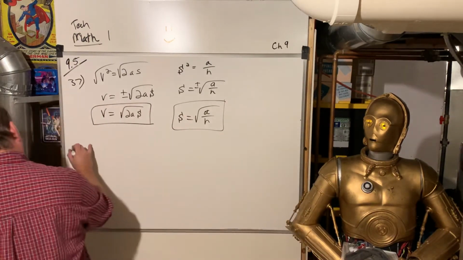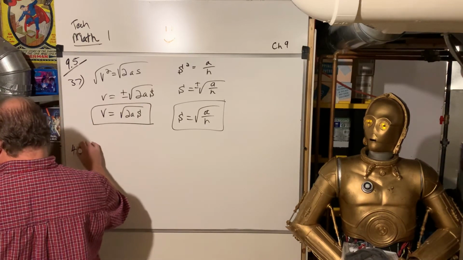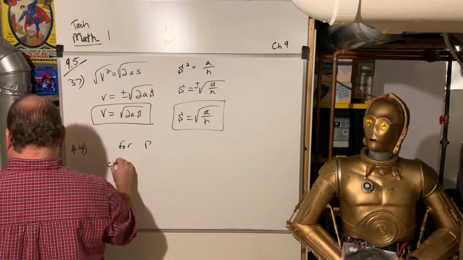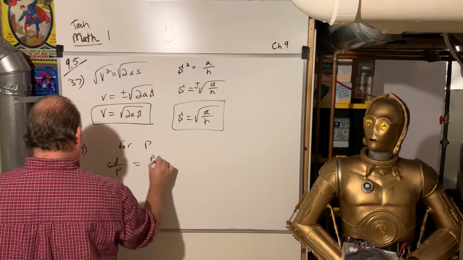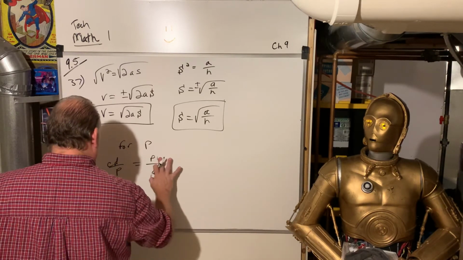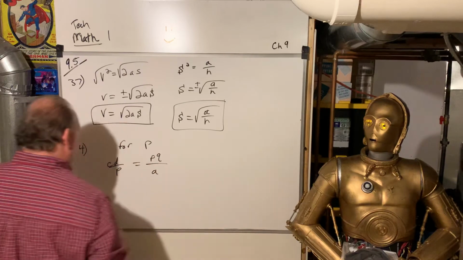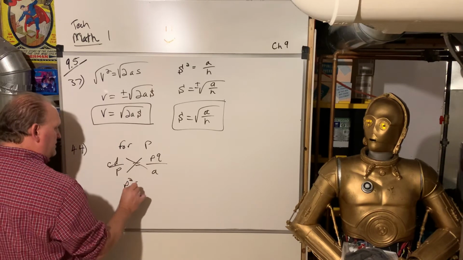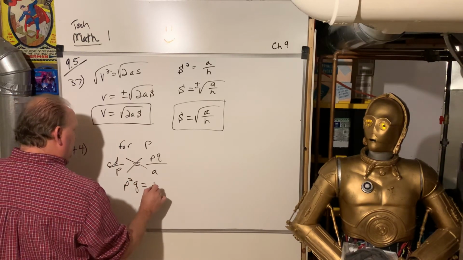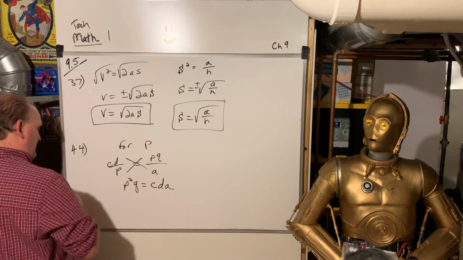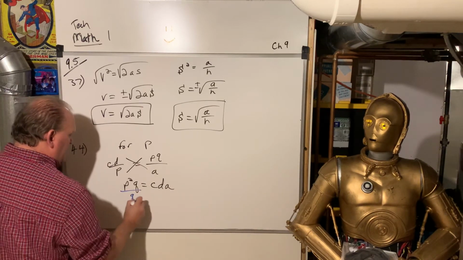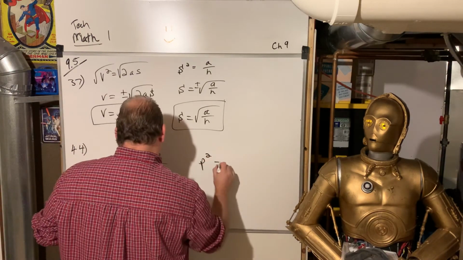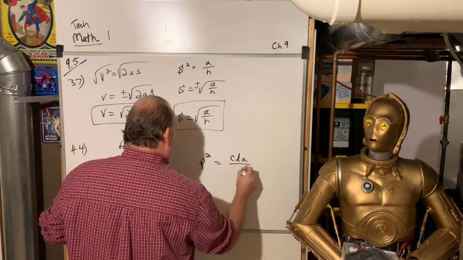So let's take a look at application 44. Solve for P when we have CD over P equals PQ over A. Okay, so we cross multiply and solve. P squared Q is equal to CDA. And we divide both sides by Q. And now we have this. P squared is equal to CDA over Q.